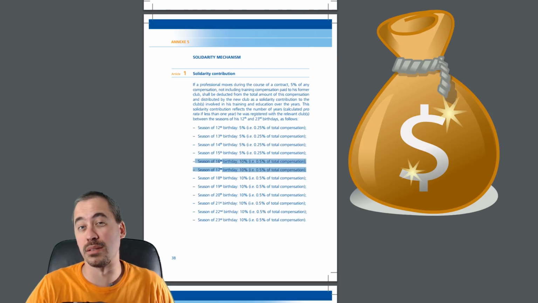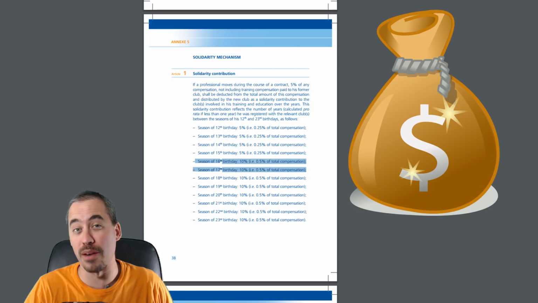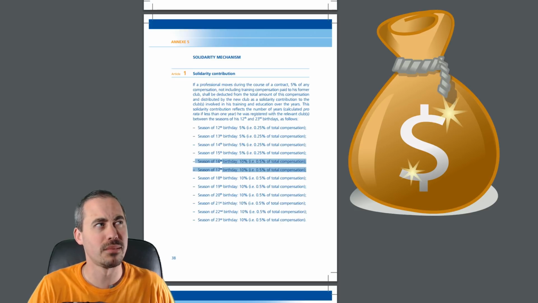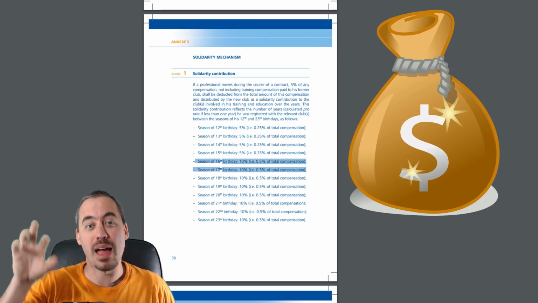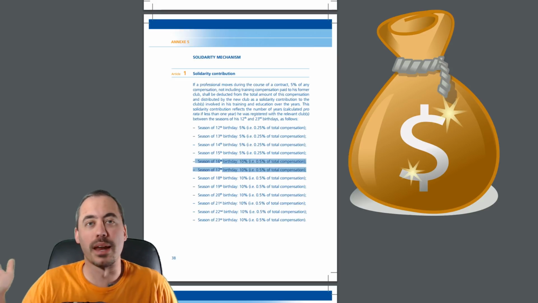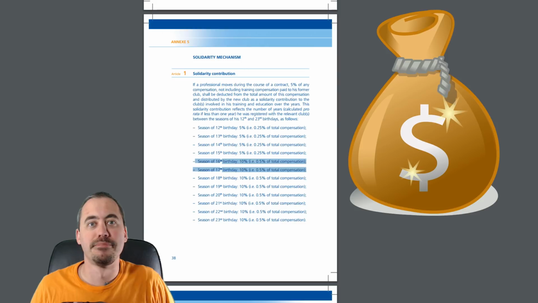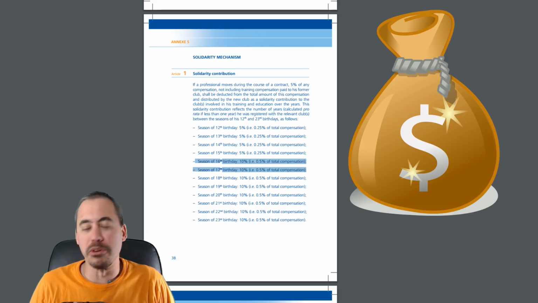185 grand. Is that right? Something like that. They're getting a ton of money potentially as part of that solidarity mechanism, but no one's getting it. Nobody gets it. That would do a lot of good in youth soccer. I'm just saying. In the United States.